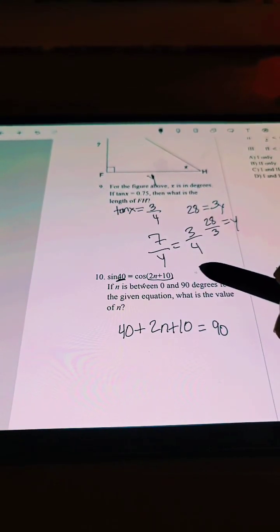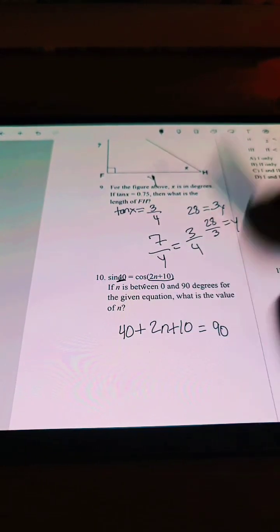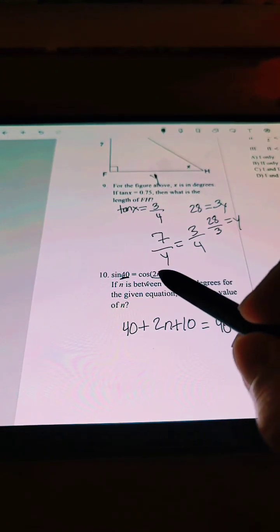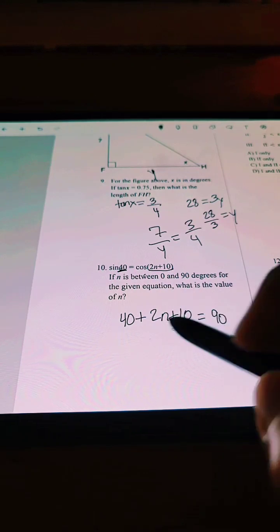I just realized I should have probably said, oh no, it says n is between 0 and 90 degrees, so that's fine, that's not a typo. I was thinking it said inclusive, but no, it's fine. Sorry, I went off on a tangent there.